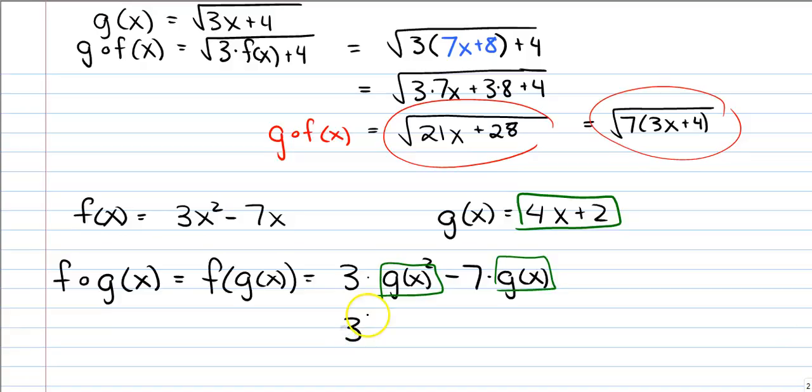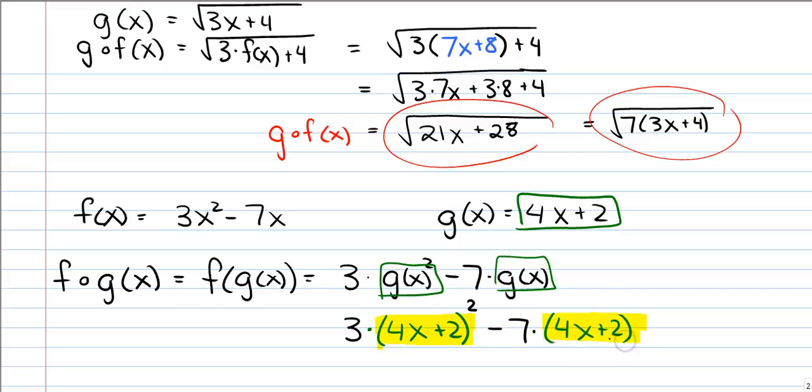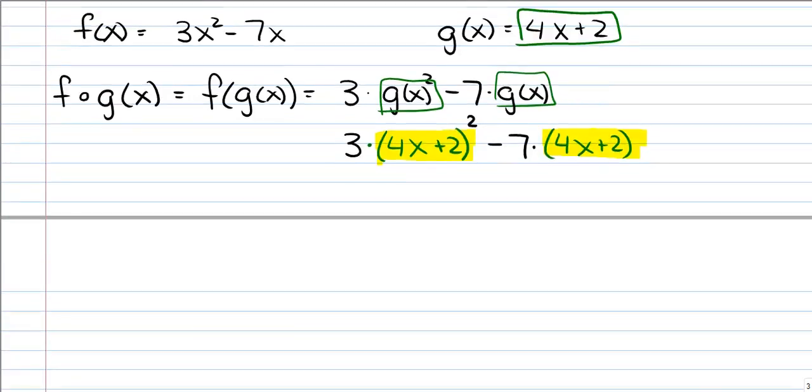So this is 3 times g of x squared minus 7 times g of x. Now I've got to square that g of x before I multiply by 3. So we've got 3 times 16x squared plus 16x plus 4, minus 28x minus 14.